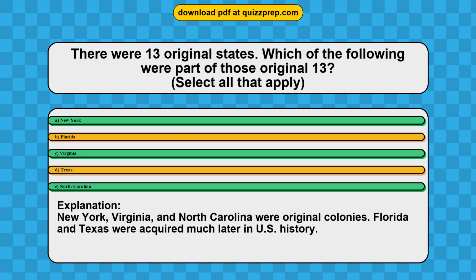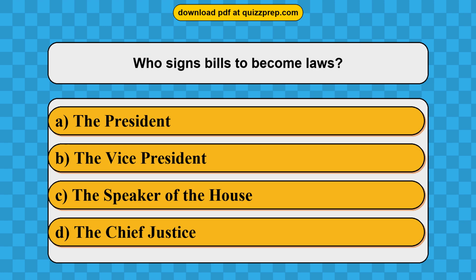Question 17. Who signs bills to become laws? Option A. The President. Option B. The Vice President. Option C. The Speaker of the House. Option D. The Chief Justice.